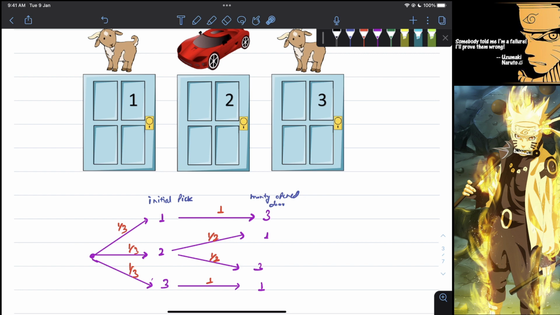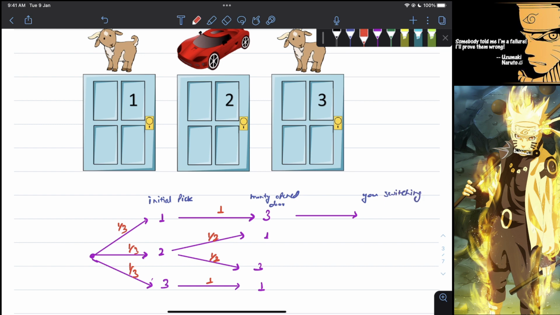Now it's your turn. Again, Monty opened the door. Now Monty is asking, do you want to switch your choice? So let's say you prefer switching. Then we'll see what is the probability of you winning the scenario.